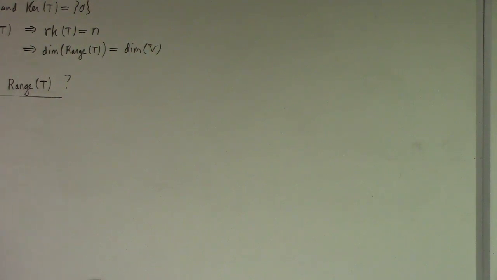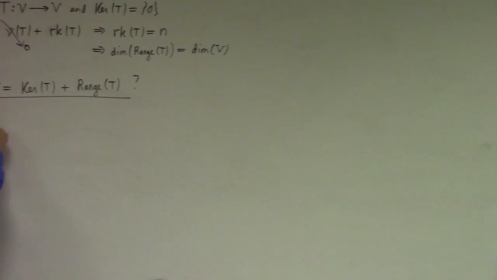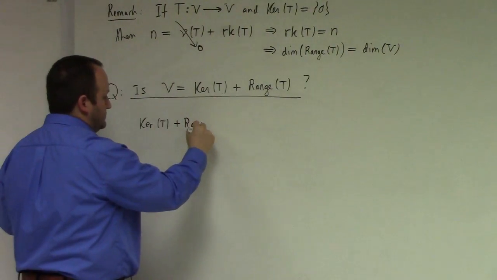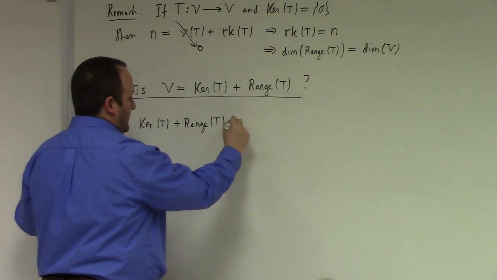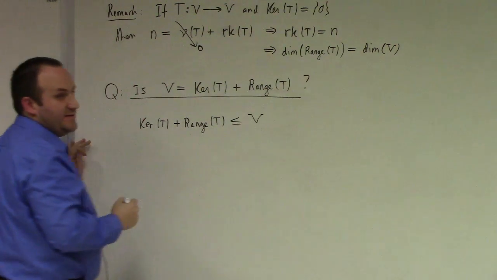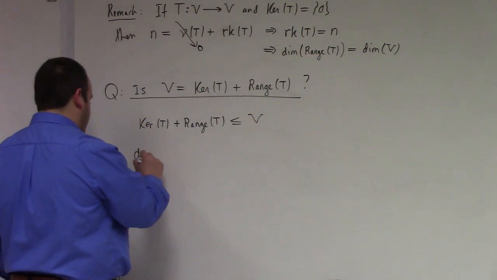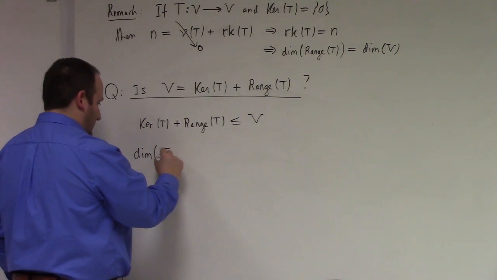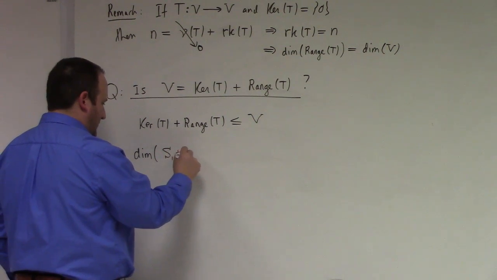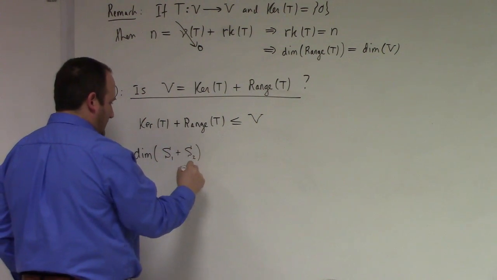Certainly, the kernel of T plus the range of T is a subspace of V, because the sum of subspaces is again a subspace. What's the relation between the sum and the intersection of the subspaces, as well as the subspaces themselves? Remember that thing we proved? What was the result? The dimension of S1 plus S2, how did it go? I can't remember.